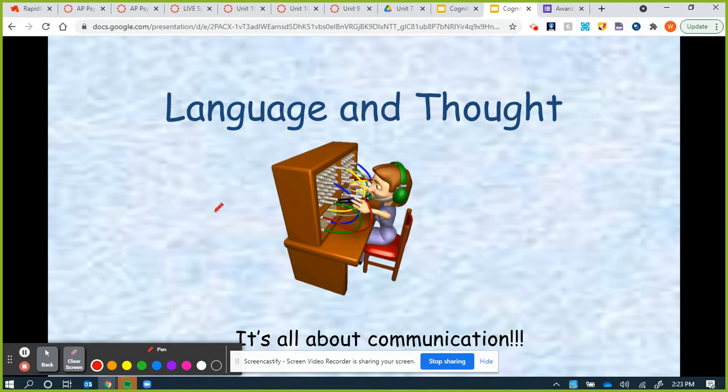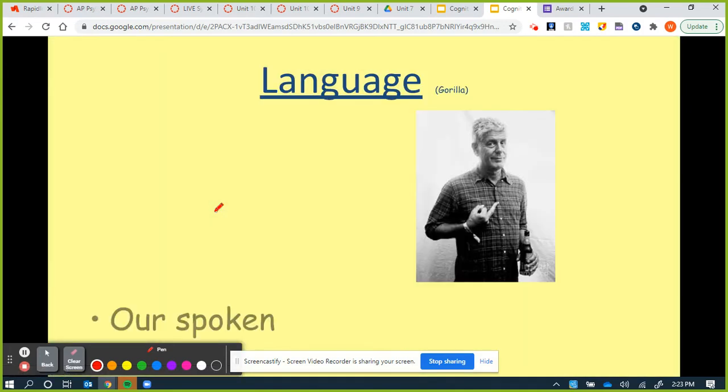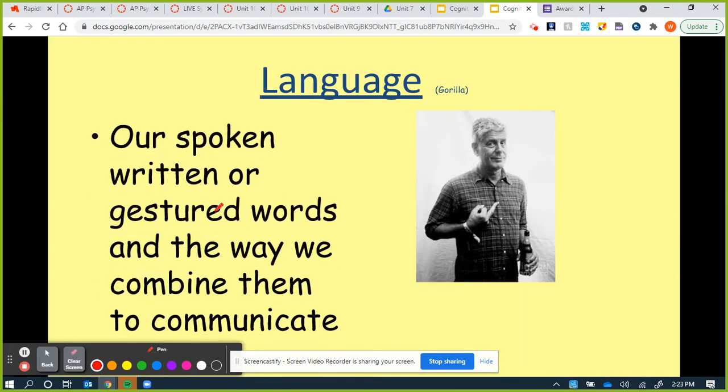Okay. All right. So now, moving on to how language, all of this unit is cognition, so it's all thinking. How does language influence thought? Language is any way that we communicate. It can be spoken, it can be written, it can be hand gestures. You see Anthony Bourdain right here. He's communicating to you.